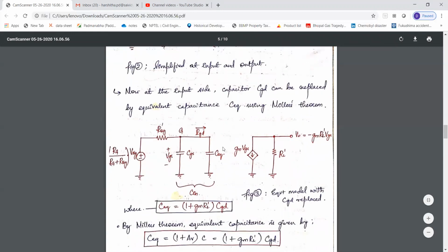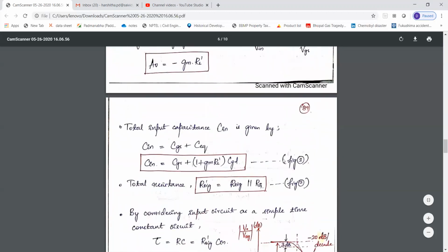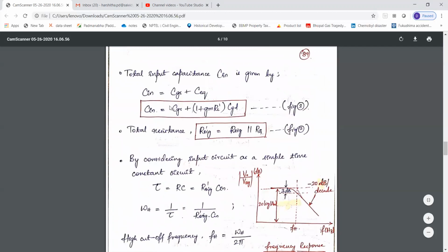The equivalent model is reduced to this model, and here C in is the combination of C_GS and C equivalent. This is how we found out the voltage gain V0 by Vin and substituted it in this C equivalent capacitance in order to find the value of it. And then C in, we know that it is the sum of the capacitances connected in parallel. Okay, R signal dash also, from that figure 2 we wrote this.